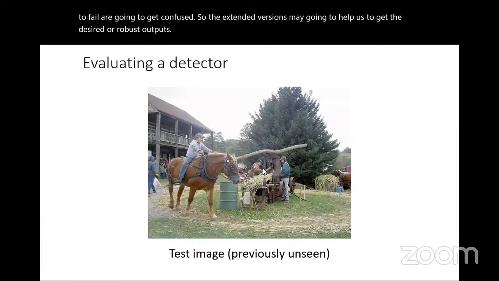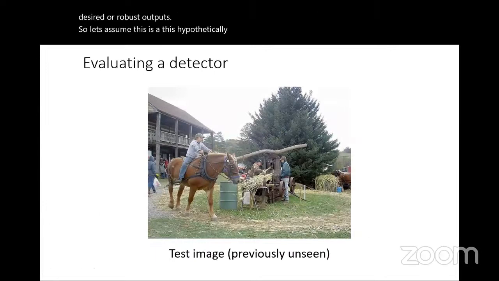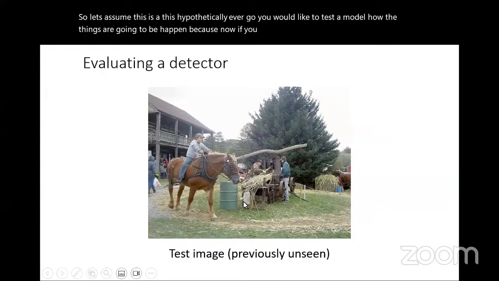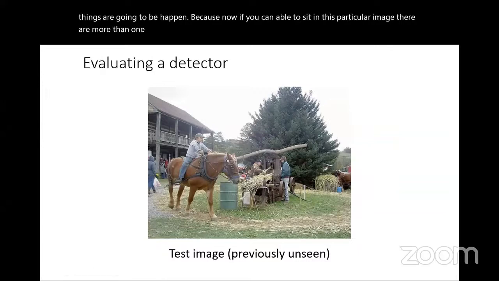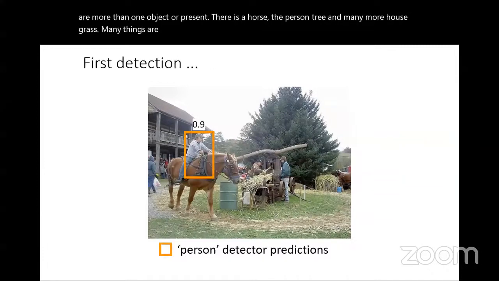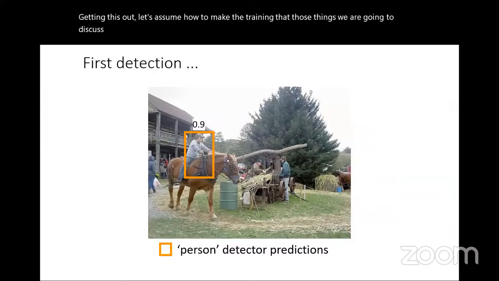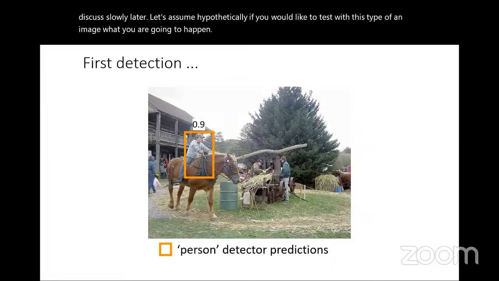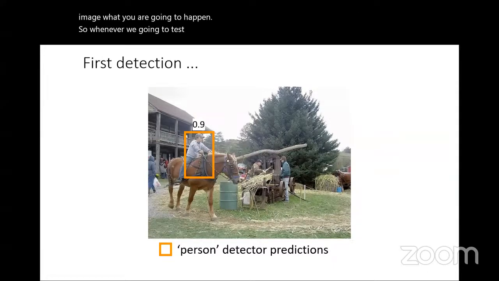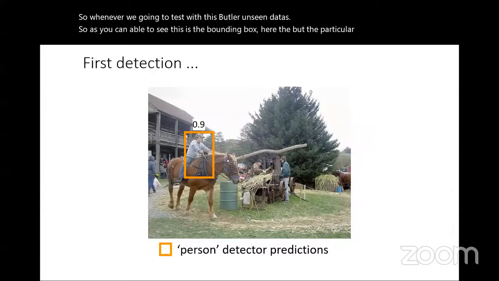Let's assume hypothetically that you would like to test a model, and see how things happen. In this particular image, there is more than one object present: a horse, a person, a tree, a house, grass, and many more things. How are we going to get this output? Let's assume, hypothetically, how the training is done, which we will discuss slowly later. If you test with this type of image, what will happen? Whenever we test with this unseen data, as you can see, a bounding box here is going to detect the person.